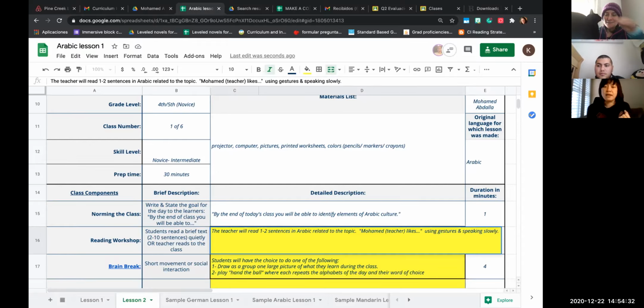But comprehending, they might not need to sound it out. For the first lesson, you might be the only one saying it. Yeah, that's great. Using gestures, speaking slowly, and then translating to English.